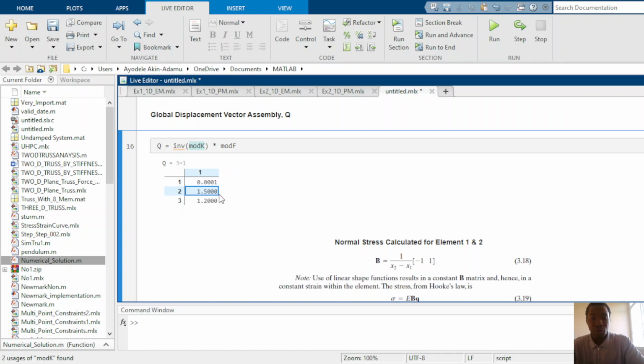If you remember, let me show you. And our displacement at node 3 is 1.2 mm, which is the gap at node 3. But this 1.5 mm, we calculated it in our hand calculation. I'll show you now. Let's go back to PowerPoint.